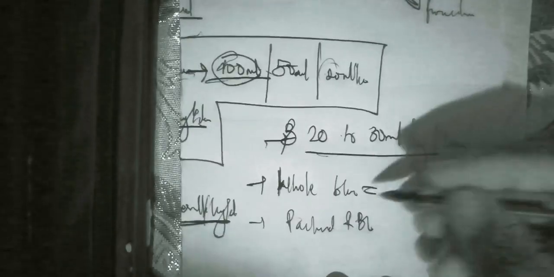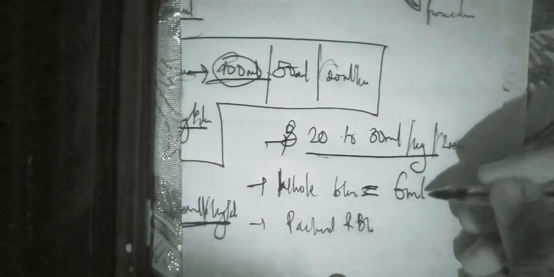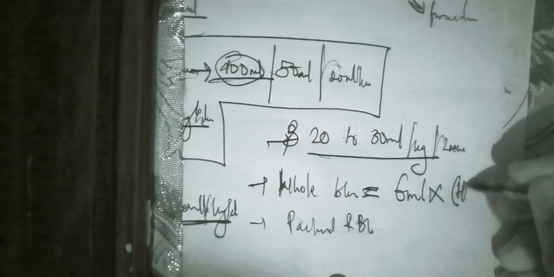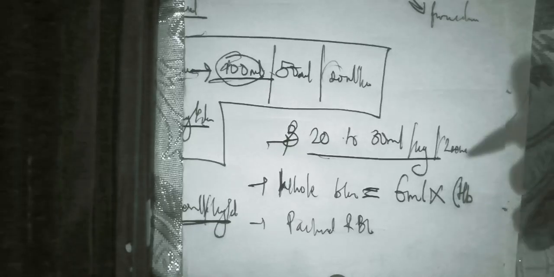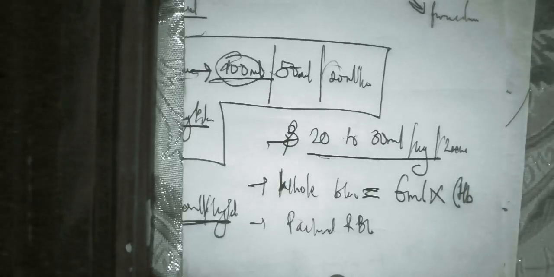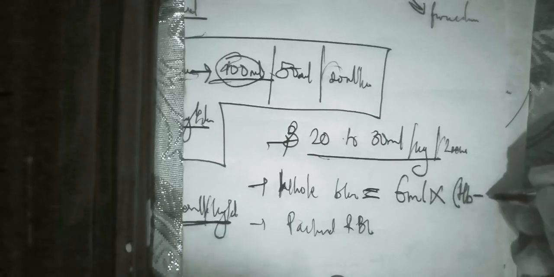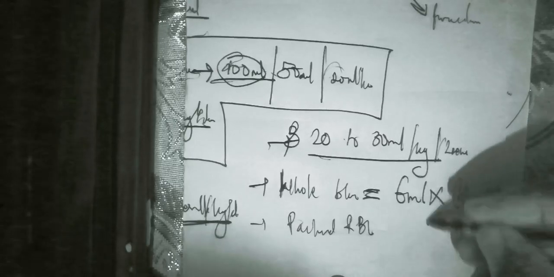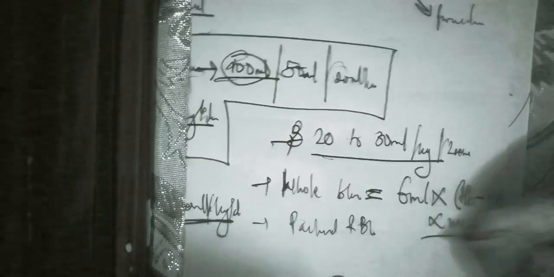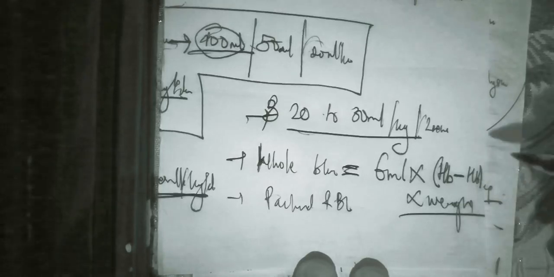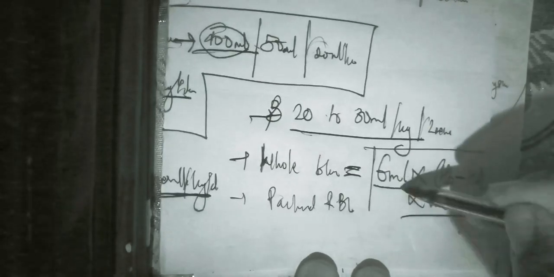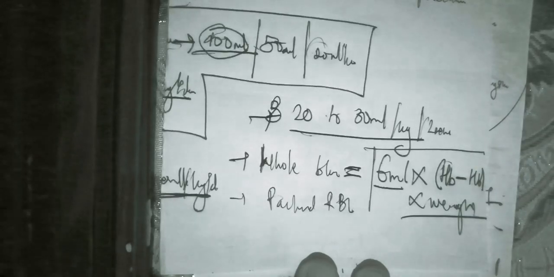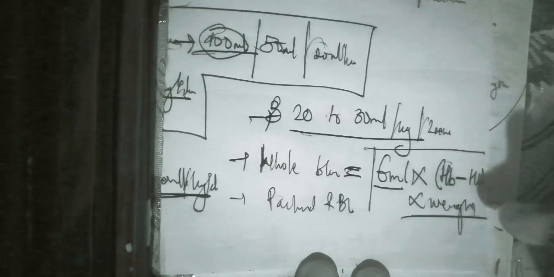For whole blood, the volume of blood that can be transfused is 60 mL times the HB deficit. So you take the normal HB level that you want to attain, subtract the HB level of the patient, and then multiply by the weight of the child. That is how you calculate for whole blood. The HB deficit is the HB level that you want to attain minus the HB of the child, times the weight of the child.